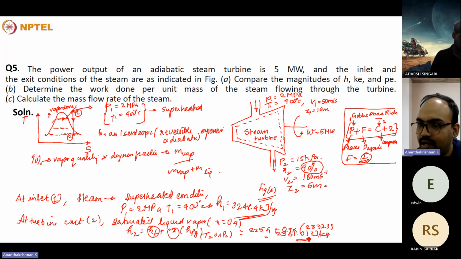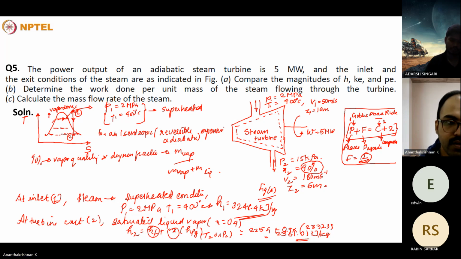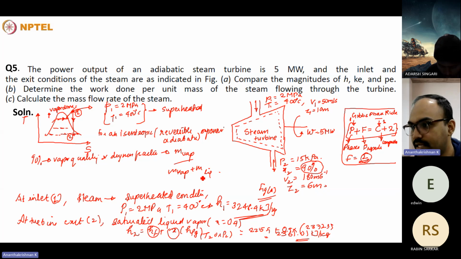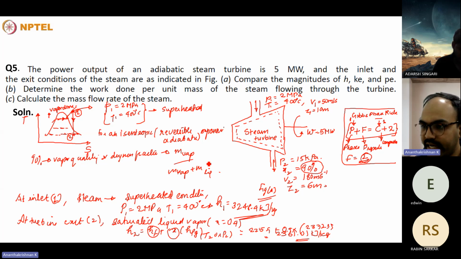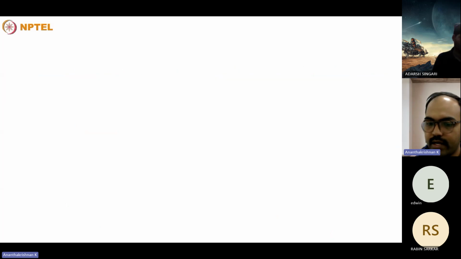So we know the enthalpy at the state point 1 and enthalpy at the state point 2. So that is the first step. We have to determine the magnitude of specific enthalpy in terms of kilojoule per kilogram. So H1 and H2, you got it straight away. Now we have to calculate the kinetic energy and the potential energy differences between the inlet and the exit. That's straightforward. In terms of kilojoule per kilogram, kinetic energy can be written as V squared divided by 2. So basically delta K.